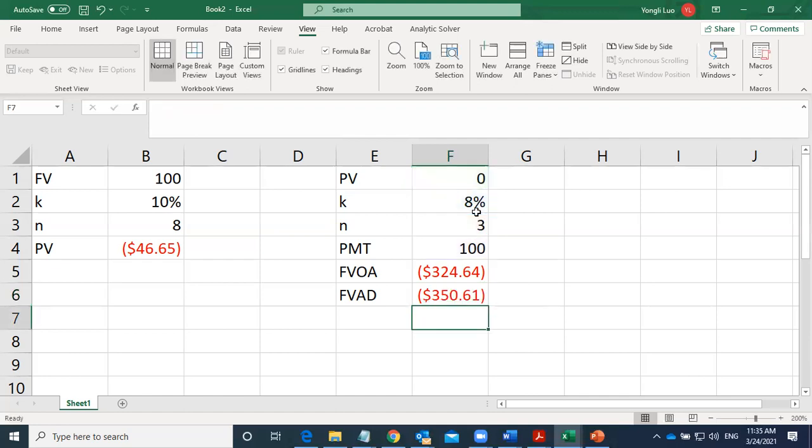Okay, now we can calculate the difference. You can see the annuity due is bigger than the ordinary annuity, right? So if I have a true or false question: the future value of an annuity due is always bigger than the future value of an ordinary annuity. Is that right?